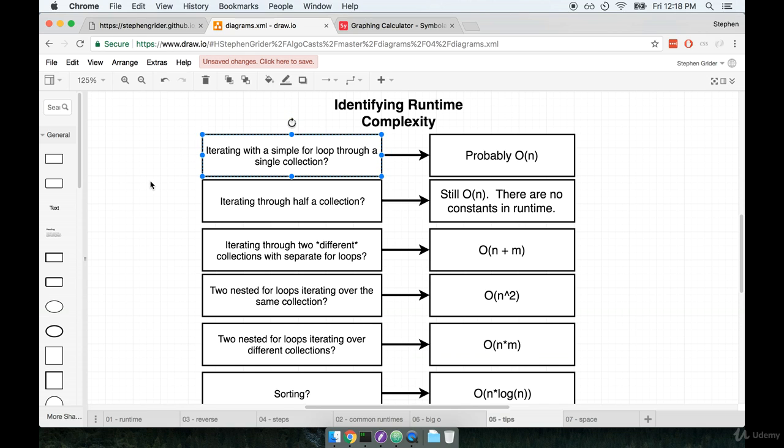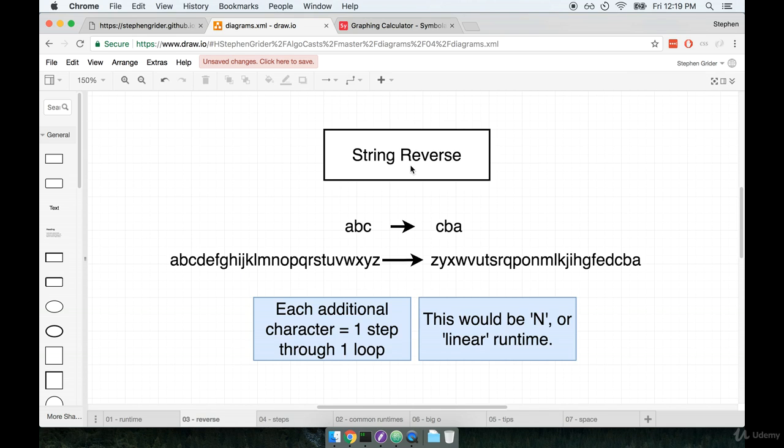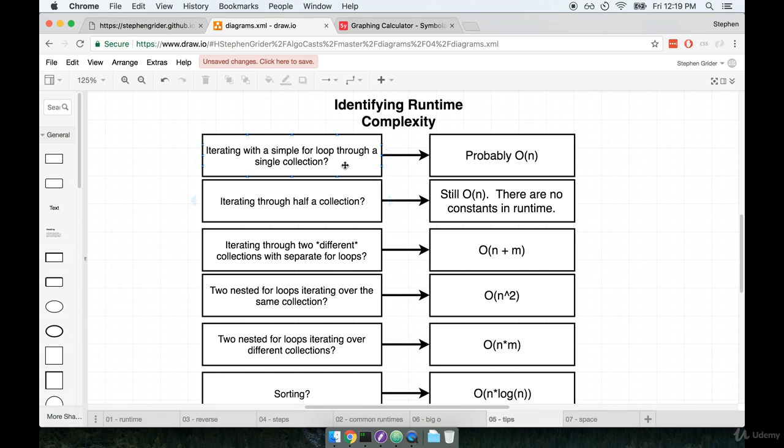So the first one is, if you ever see yourself iterating through a simple for loop with a single collection, a great example of which would have been our reverse string algorithm back here. We had a simple for loop, more or less, iterating over a fixed set of records, right? Like just these characters right here. Whenever you see that, chances are you have linear runtime, extremely likely. So a simple for loop probably means you have linear runtime complexity.